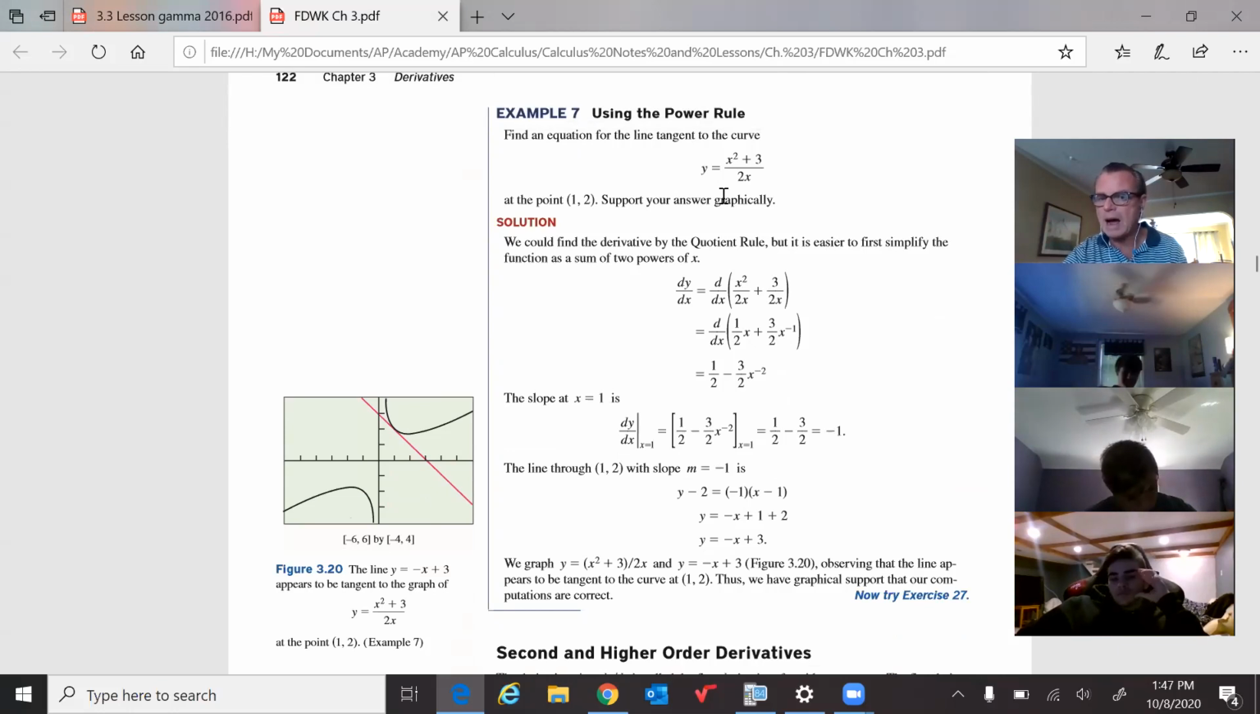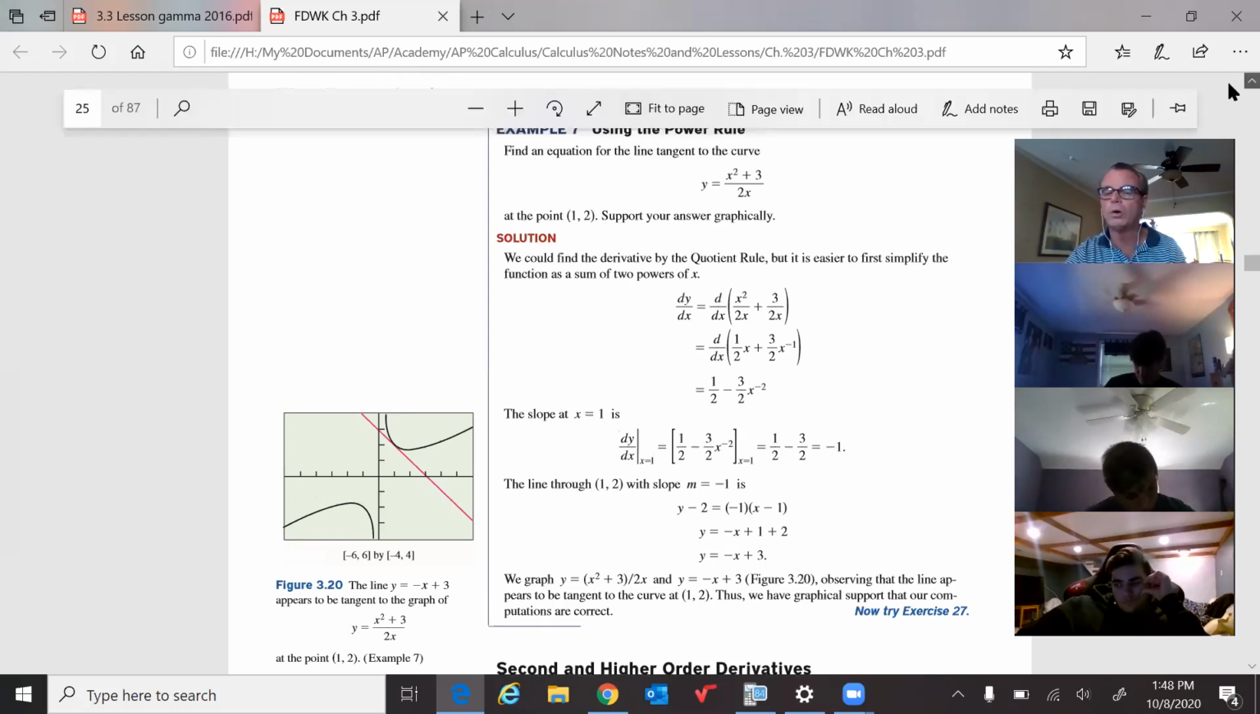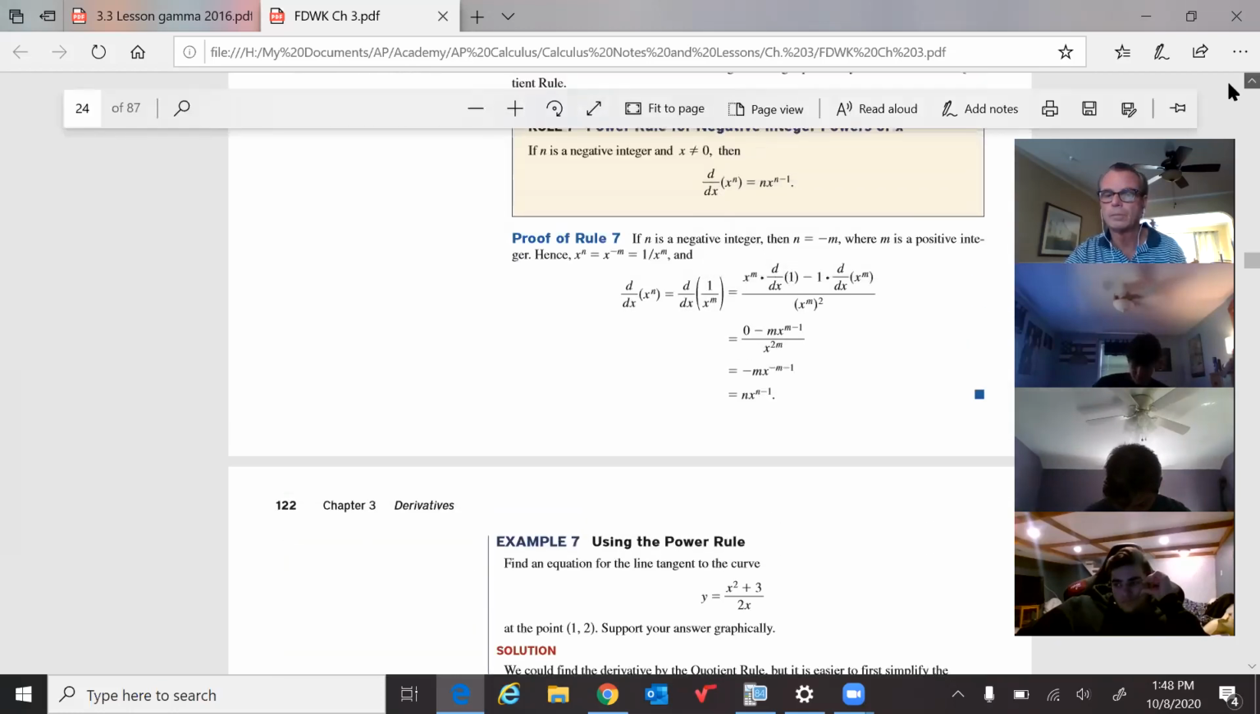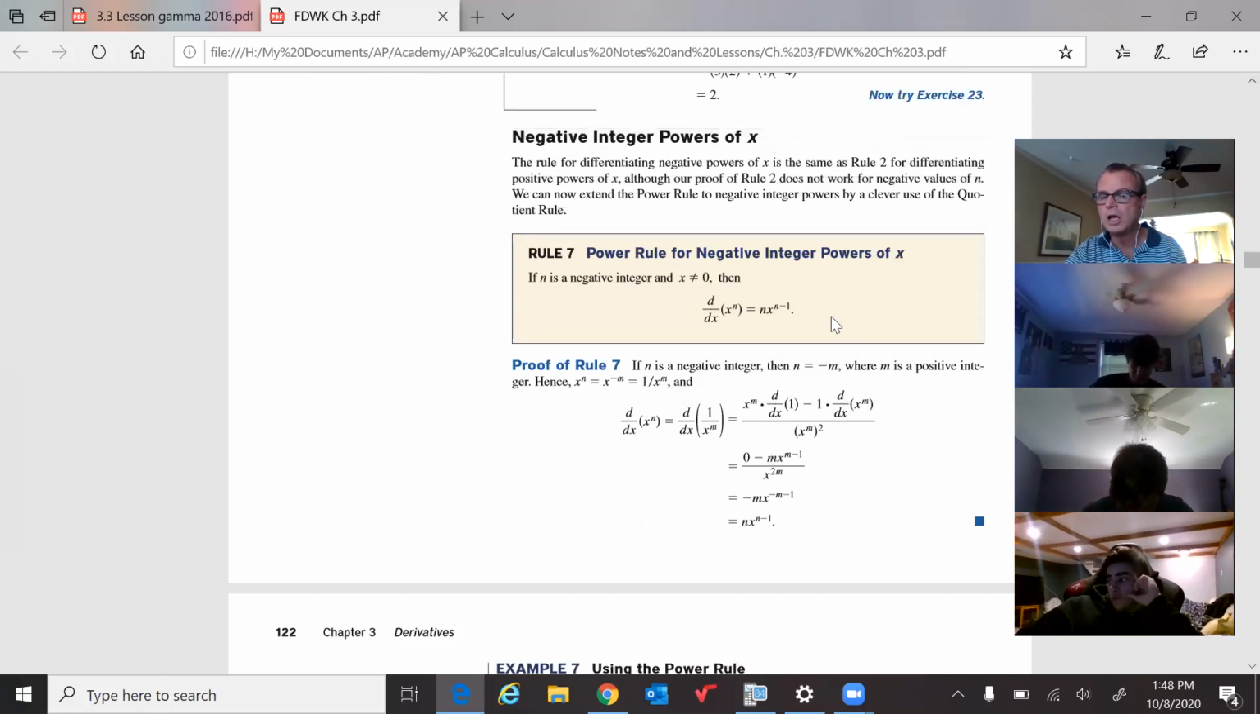When they did this problem, they gave each term in the numerator its own denominator of 2x. So they created a situation where the derivative of the sum is the sum of the derivatives. And they did it by the power rule. And the reason they did it by the power rule is because they're showing you the power rule works for negative powers of x, which you probably assumed it did, but the proof depends upon the quotient rule.